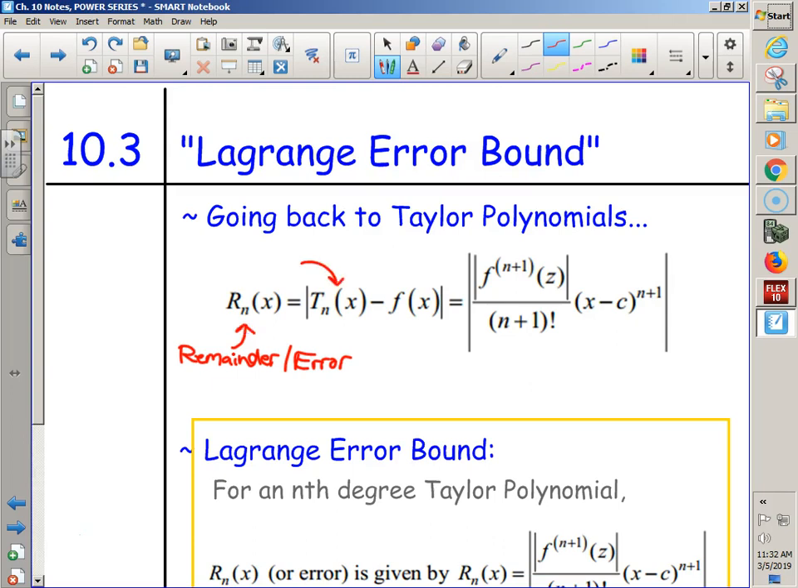This is going to be our approximate, because it's our nth degree Taylor polynomial. You could also call it P or T.